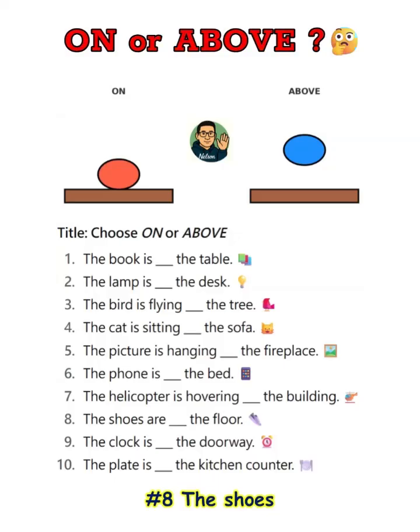Number 8, the shoes are blank the floor. Which word fits? The shoes touch the floor, so the answer is on. The shoes are on the floor.